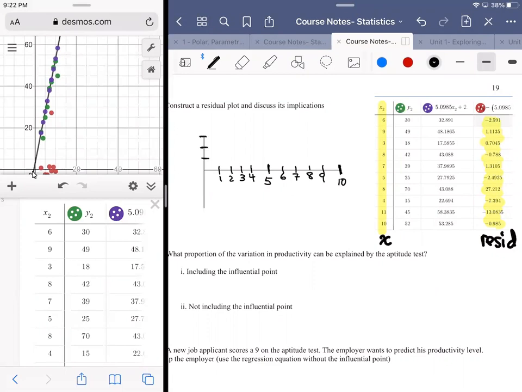Professor, can I ask a quick question? For the residual values that you have up top, is it 5.0985x plus 2.3? Oh, minus 2.3? So plus 2.3. Okay, thank you. No problem.